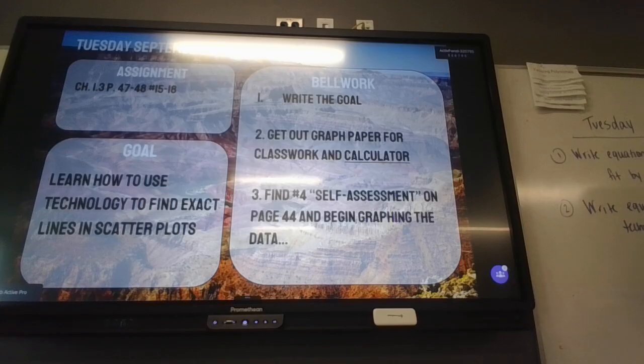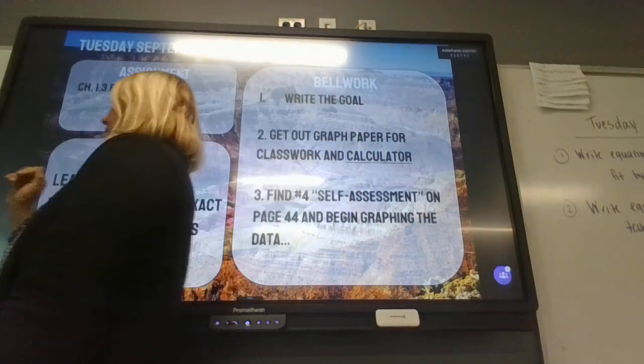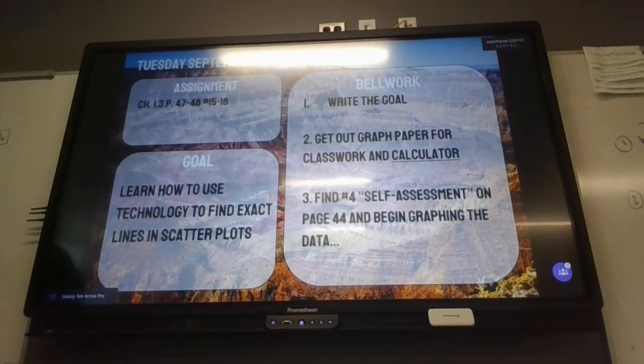So today we're going to draw the scatter plot, and then we're going to put a line through the data called a line of fit. We're going to do a line of fit by hand, and then we're going to have technology calculate a perfect line of fit for us. That's why you need either a calculator or a Chromebook. Our goal is to learn how to use technology to find lines and scatter plots.